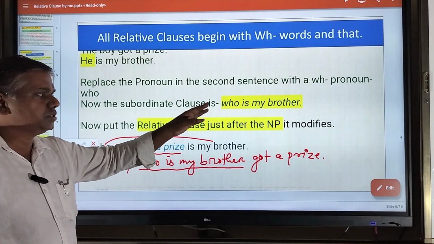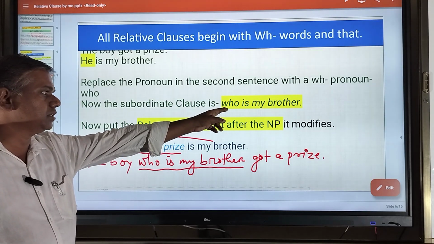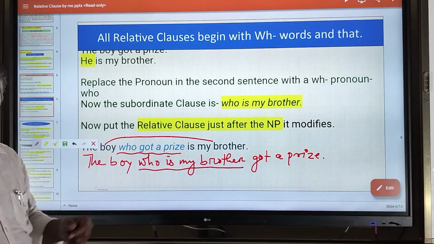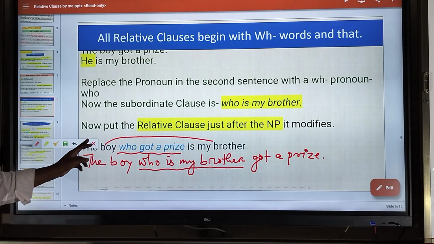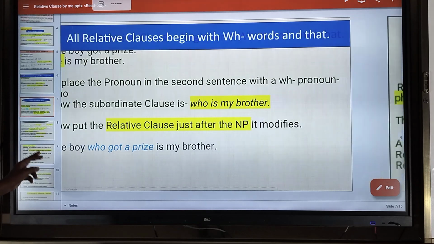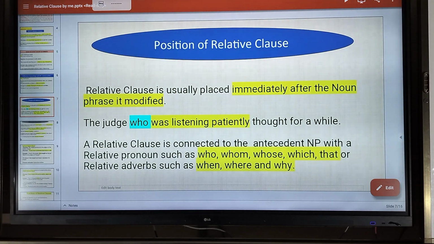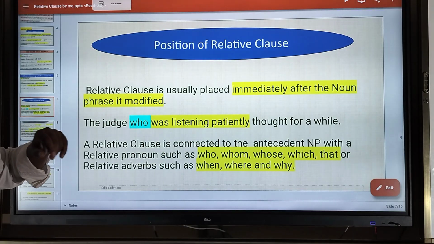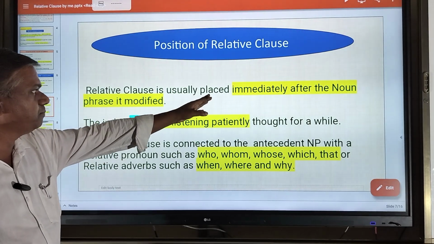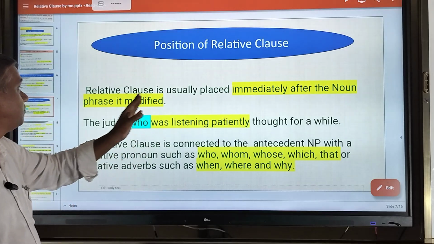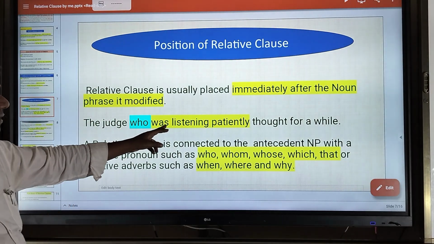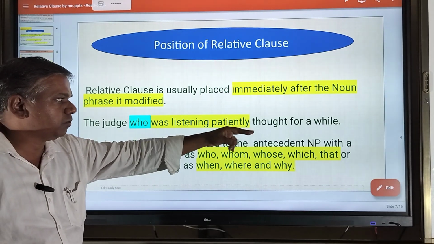So the relative clause begins with who, which, that, whom, like this. Okay. And here it is saying that the relative clause is usually placed immediately after the noun phrase. You see, the judge who was listening patiently thought for a while.